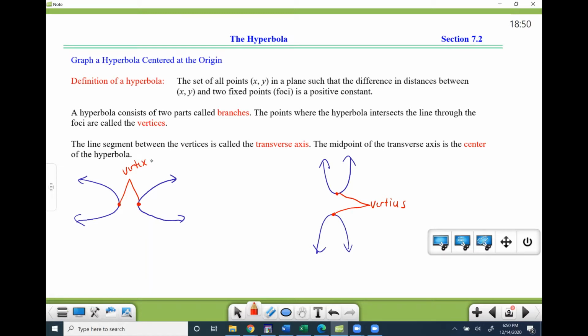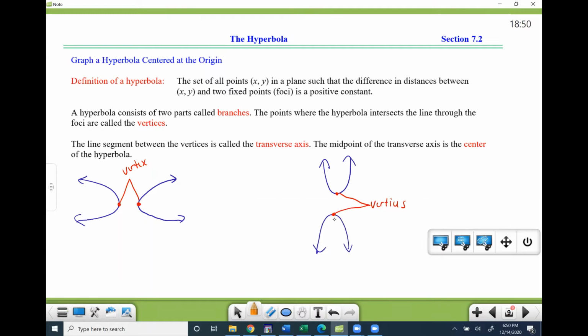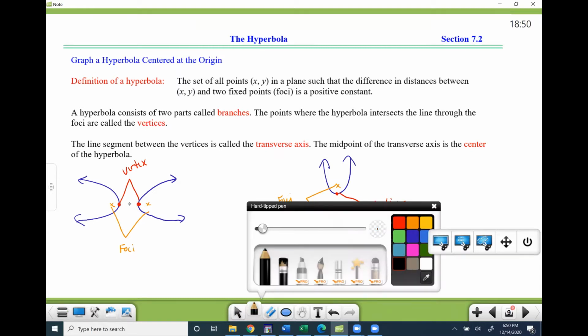All right. Then the focus will lie inside each one of these little parabolas, if you will. That's where the focus, or the foci, if you're going plural, will be. And then, of course, this is what we're going to call the center.